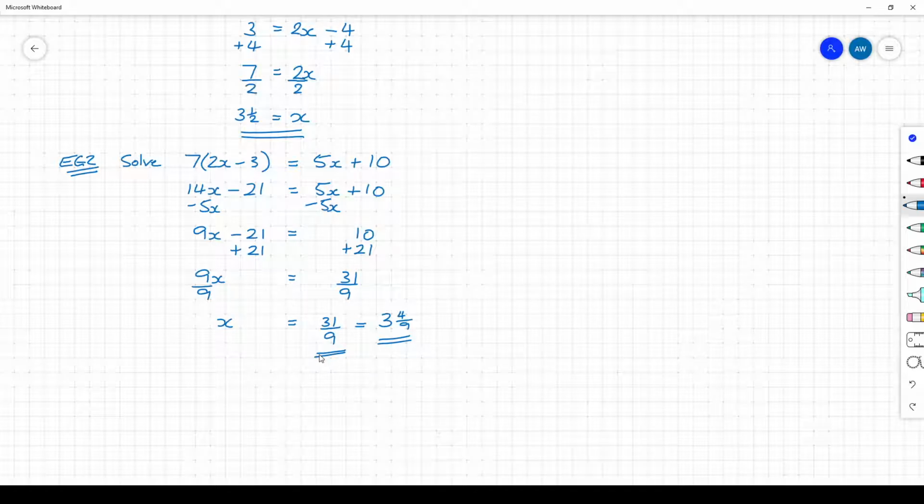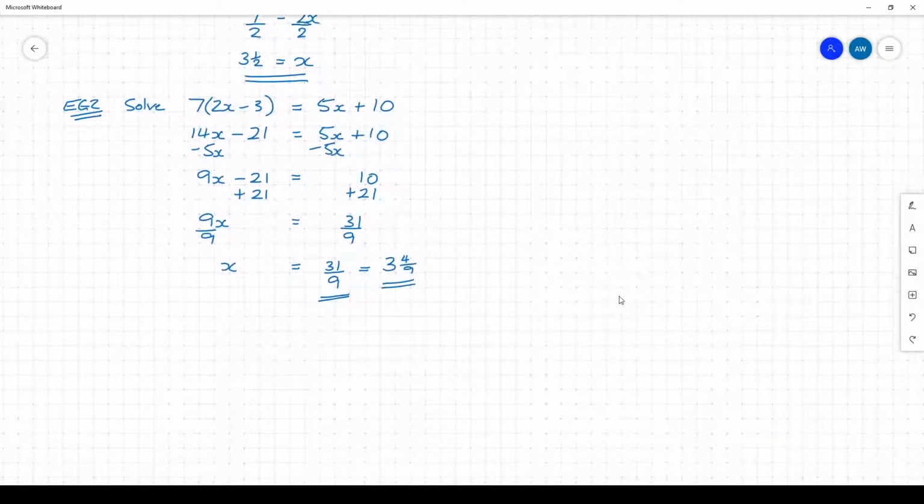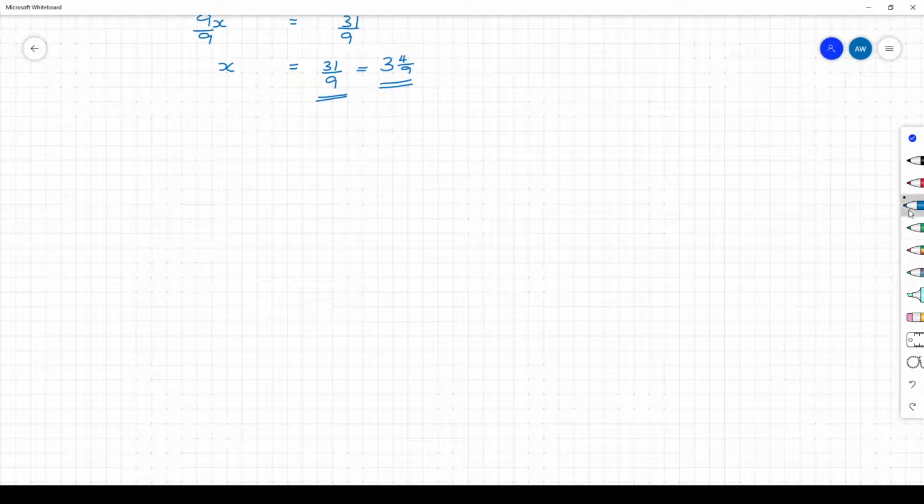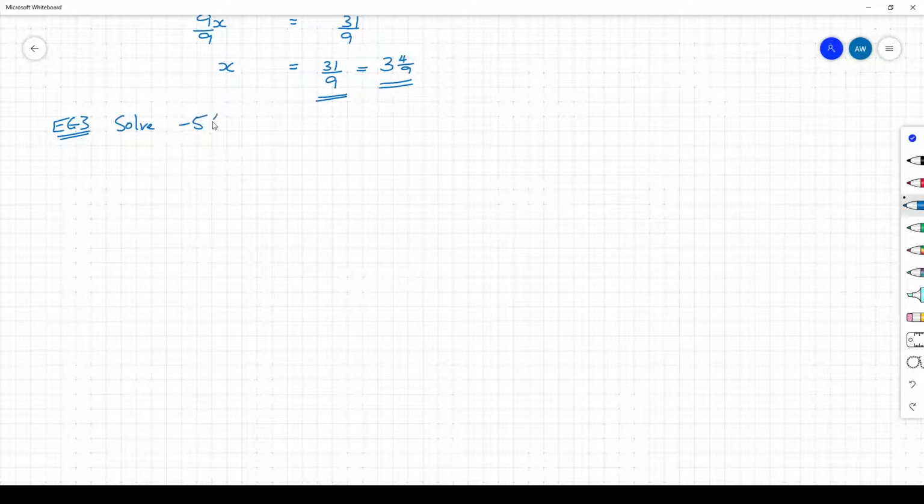Okay, one more example with a negative outside the bracket. Okay, here we go. Example 3. I'll go a bit quicker through this one. Solve. Minus 5 brackets 2x minus 1 equals 3x plus 8.